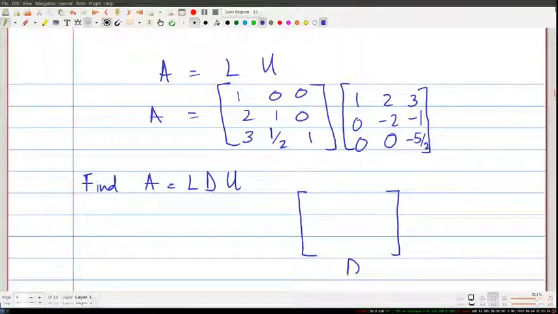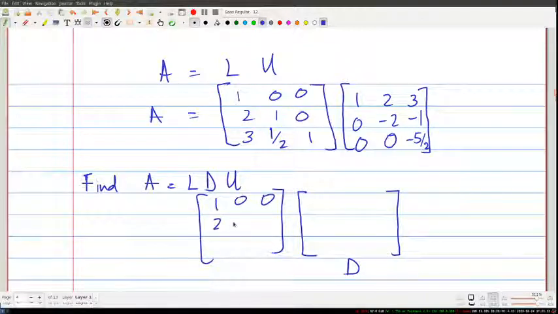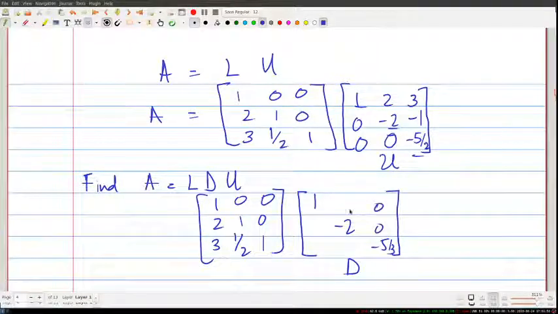To find D, you leave L unchanged: 1 0 0, 2 1 0, 3 half 1. For matrix D, you take the pivot entries and put them on the main diagonal. So 1, minus 2, the pivot entries come from this matrix U, right? So 1, minus 2, minus 5 and 1, 3. You put them on the diagonal, and that's it.